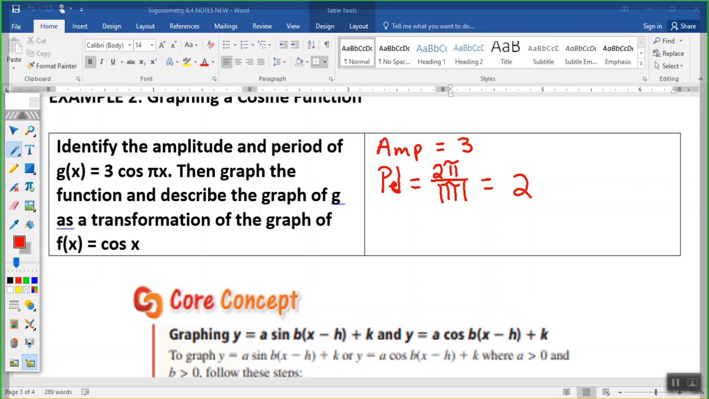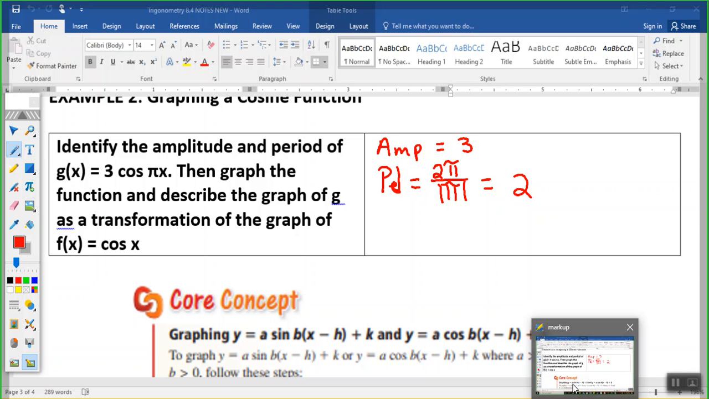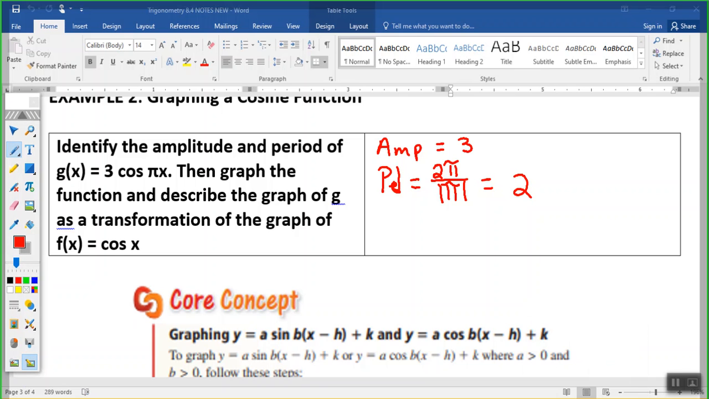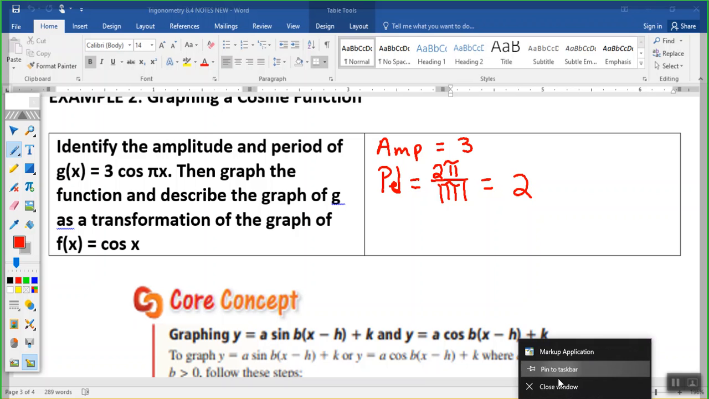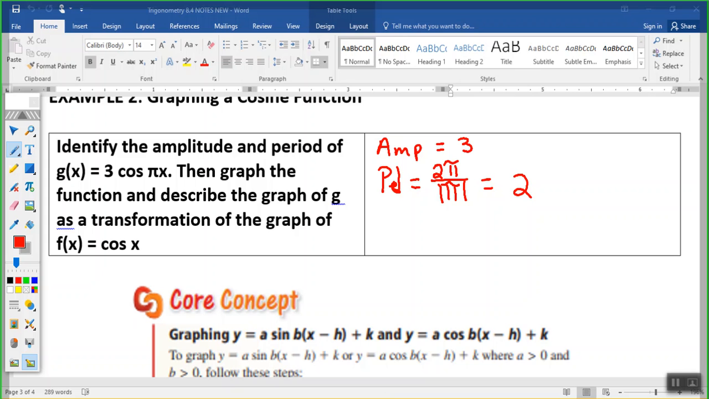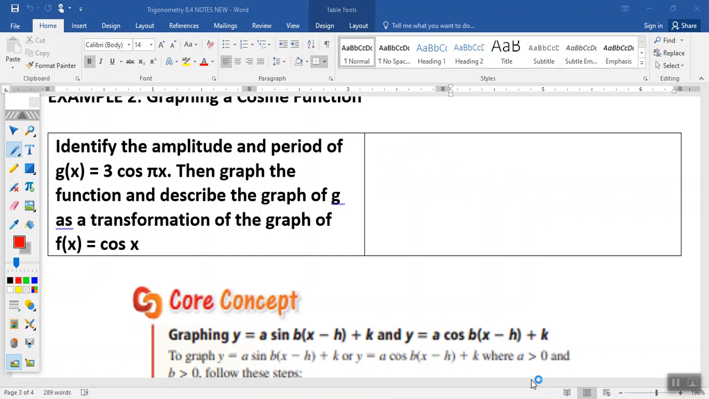So, do you guys have that down right there? Ooh, what is this? Markup. Can I pin that to the taskbar? Oh, that's so cool. Did it do it? Did it stay? I think you got too much stuff down there. I do. Oh, is that it? Yep. Nice. Yeah, you need a new computer. That thing is slow.